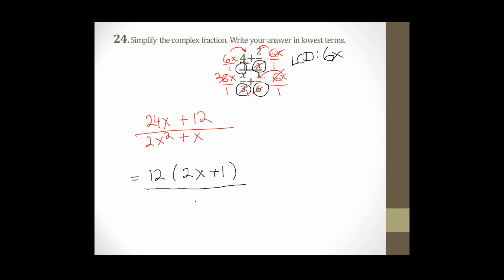Do you see a greatest common factor in the bottom, in the denominator? X, very good. They both share an x, so we take out an x and we are left with 2x plus 1. Now, look at that. They are exactly the same, so bam! And everything that's left is 12 over x.